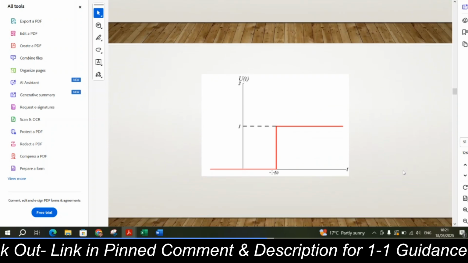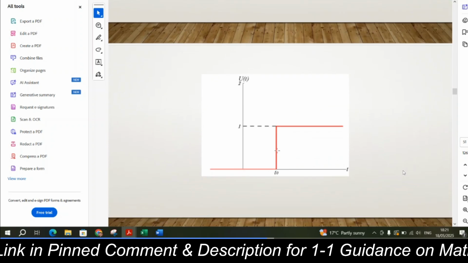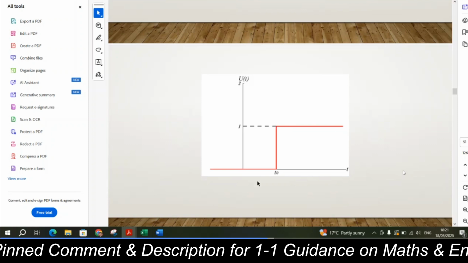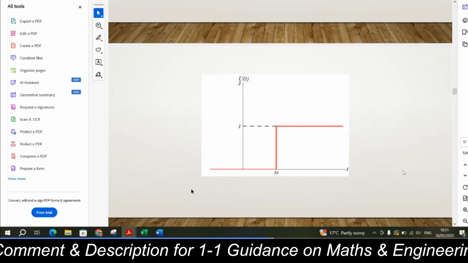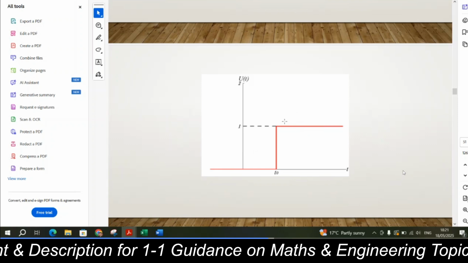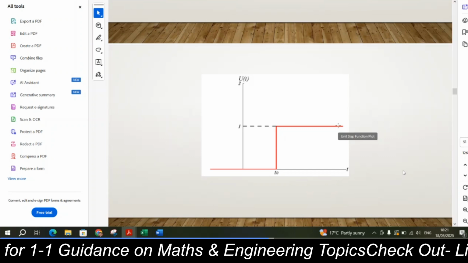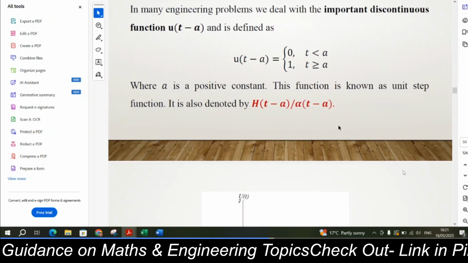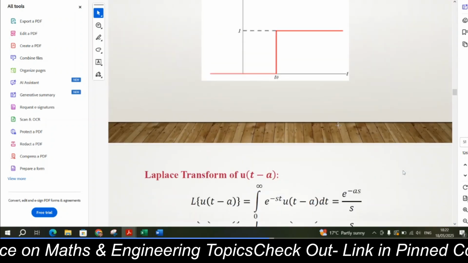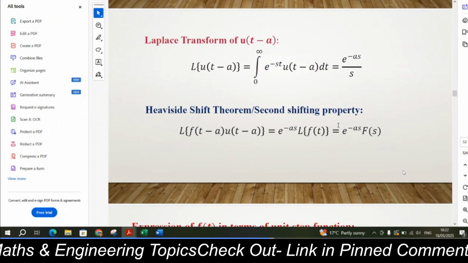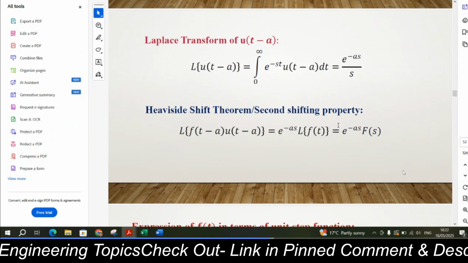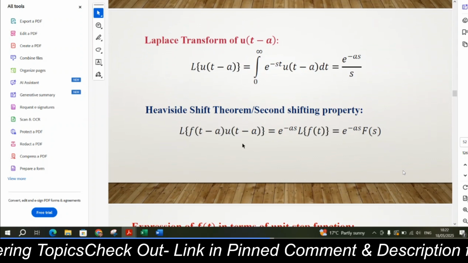Is this clear? When you look at the graph, you will probably get an understanding. It is also denoted by h of t minus a, or alpha of t minus a. Now let's look at the function. See, this is how it happens. It was 0 up to a certain point, then suddenly it became 1. If you look at the red step on the graph, it is like a step, and that step is of unit height, because the value is 1 now, and therefore it is called a unit step. Is this clear?